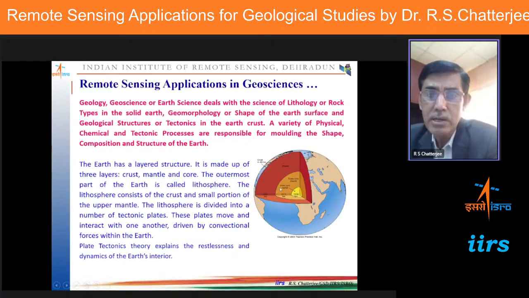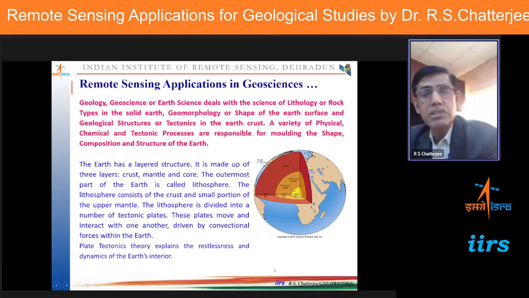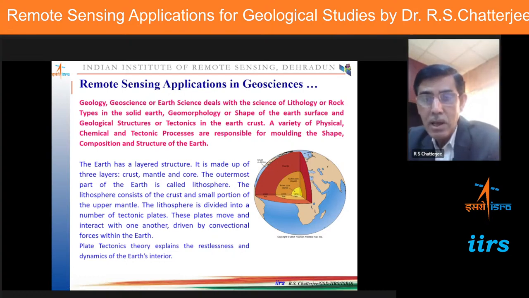Geology, geoscience or earth science deals with the science of rock types or lithology of the solid earth, geomorphology or shape of the earth surface, and geological structures or tectonics in the earth crust. And a variety of physical, chemical, and tectonic processes are responsible for molding the shape, composition, and structure of the present earth. And these processes are still continuing, maybe at a lesser degree.